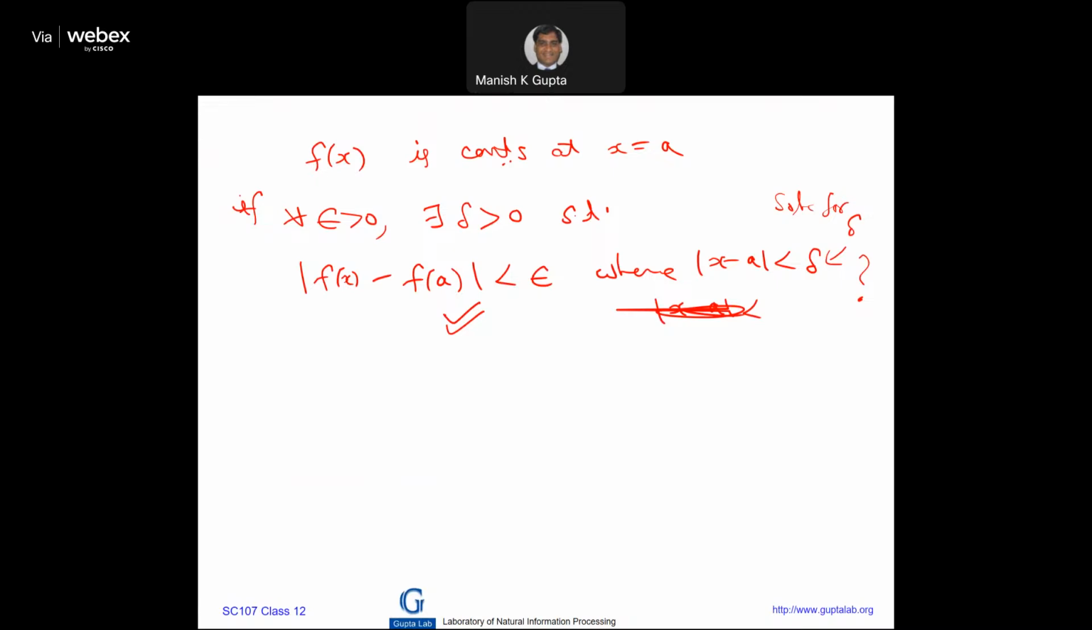So what happens in this definition? Normally, when you try to find delta, delta is a function of epsilon and the point a under consideration. So normally in this definition, delta is a function of epsilon and a, the point under consideration. This is something that always comes. If delta is only a function of epsilon, then this is uniform continuity.